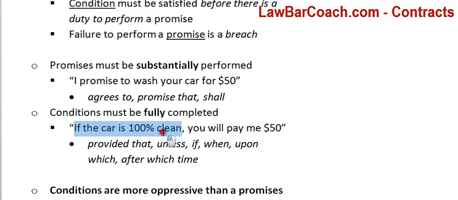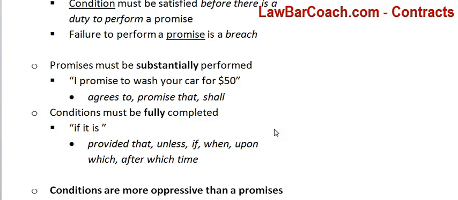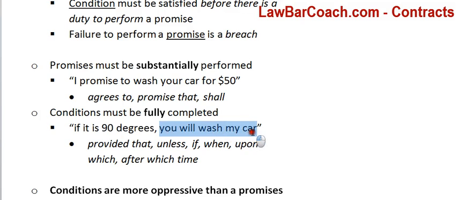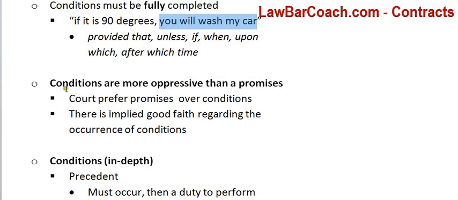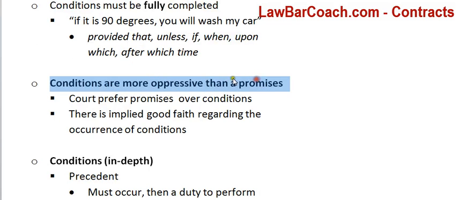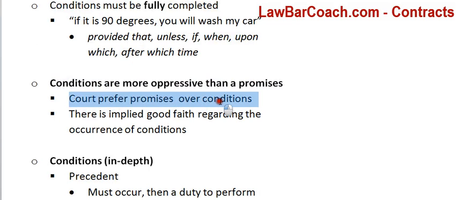So, what's a better example of a condition? If it is 90 degrees, you will wash my car. So this is your condition. If it is 90 degrees outside, you will wash my car. If it's 89 degrees, you're not washing a car. This duty to perform only matures when 90 is hit. Anything beneath that doesn't matter. There's no such thing as substantial performance here. So just like we were saying, conditions are more oppressive than promises. As a result, courts prefer promises over conditions.